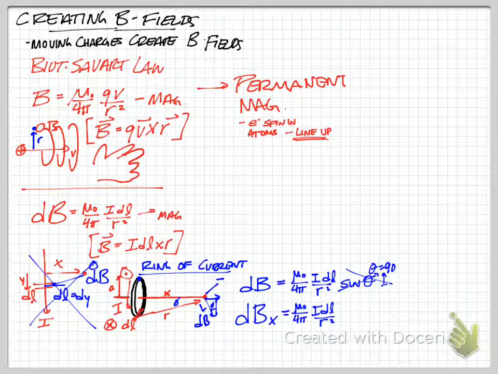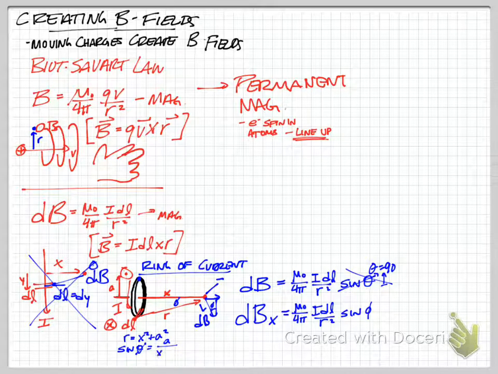And now we have the sine of this angle phi, just because of symmetry considerations. This is something different than the magnitude that we get from the cross product. This is something that we have to deal with because of symmetry arguments. Now we're all ready to go. Well, we're not quite ready to go. From this we see that r is equal to the square root of x squared plus a squared, and we see that the sine of our angle phi is equal to a over the square root of x squared plus a squared.